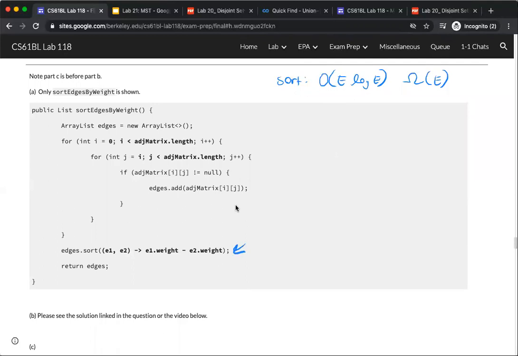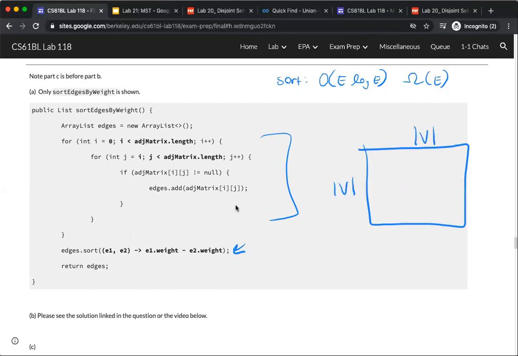But what about this for loop? Well, the for loop is really just going through the adjacency matrix dot length twice, or I guess squared. Remember the adjacency matrix has dimension v by v, and so if we're going through almost all the cells here, that's v squared.